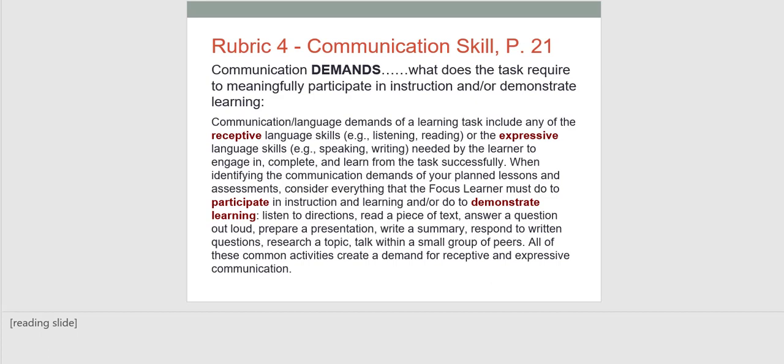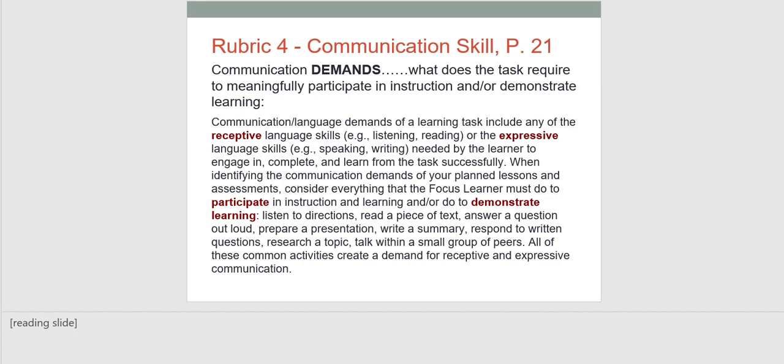Rubric 4 focuses on the communication skill. So we plan and think through, what are the communication demands? What does the task require so that the student can meaningfully participate in instruction and or demonstrate learning to ultimately be able to reach that learning goal? So communication language demands of a learning task include any of the receptive language skills like listening, reading, or expressive language skills, speaking and writing, needed by the learner to engage in, complete, and learn from the task successfully.